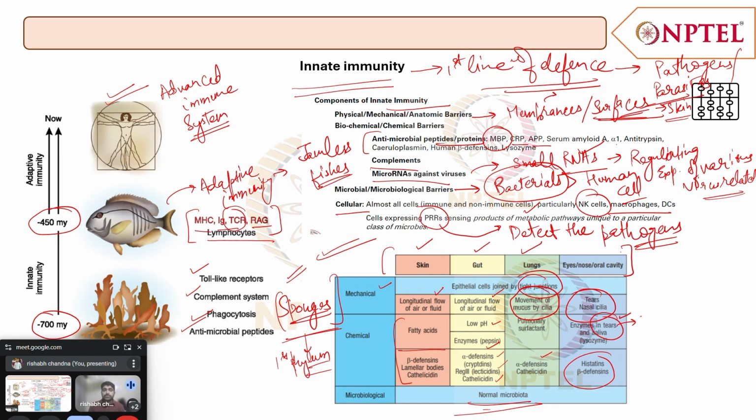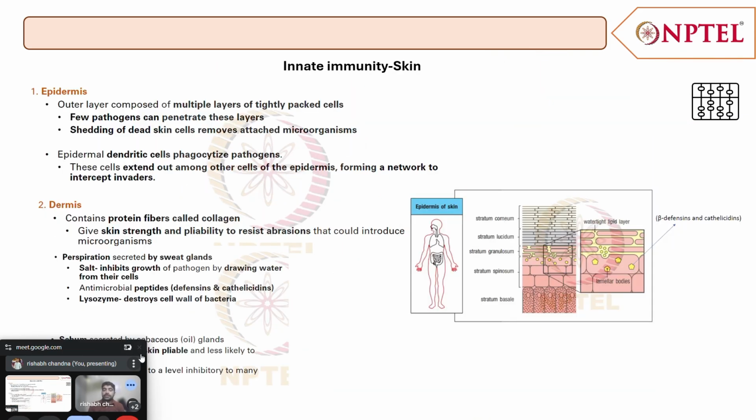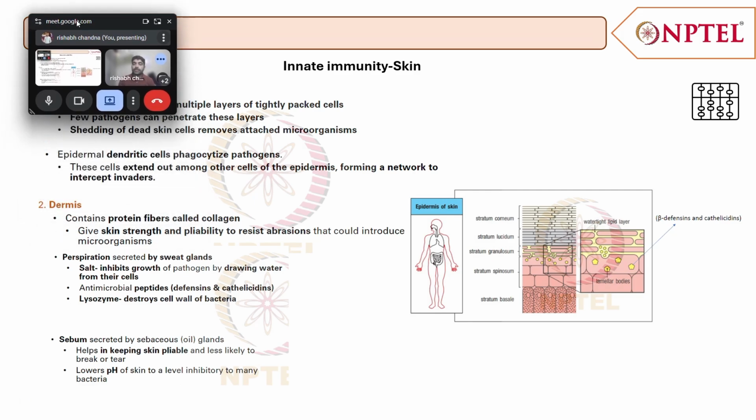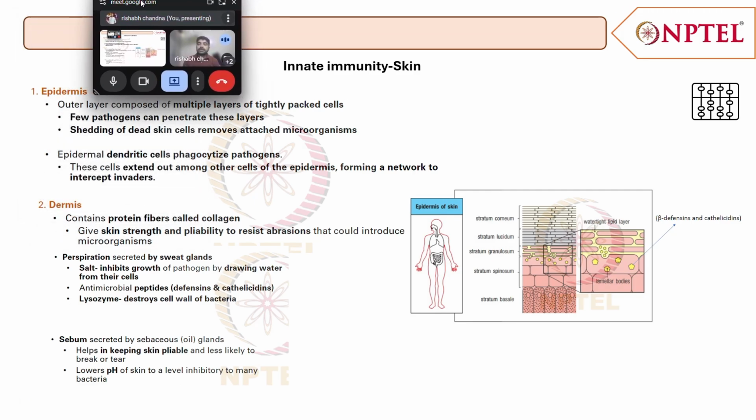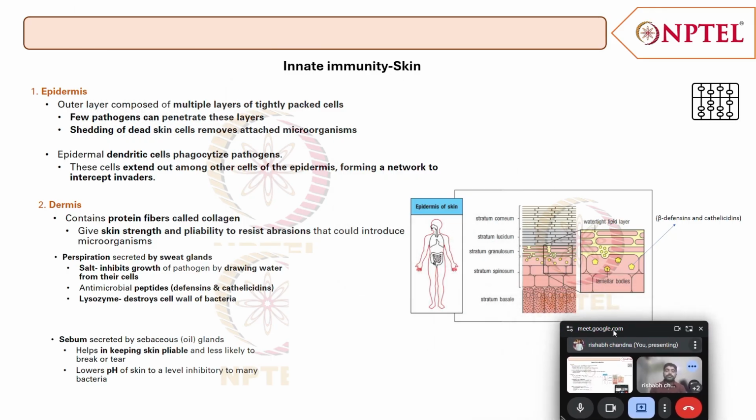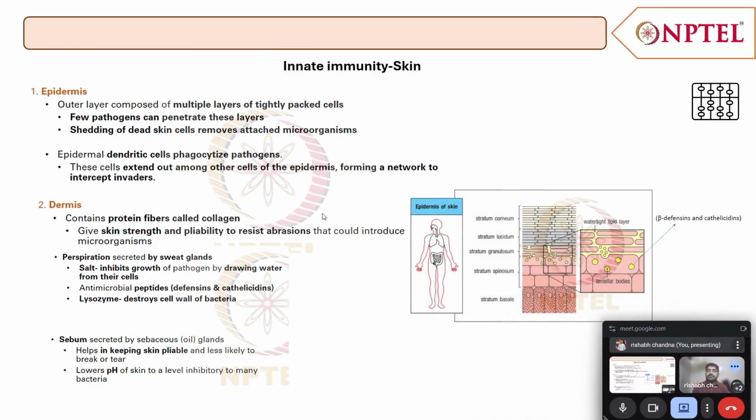So let's move on and start with the skin. Skin consists of two major layers. First is the epidermis, and the second is the dermis. The epidermis is the outer layer, and it is tightly packed with cells. Few pathogens can penetrate these layers, and then there are the dead skin cells that we shed, even with the changing of the seasons. These remove dead skin cells and the attached microorganisms.